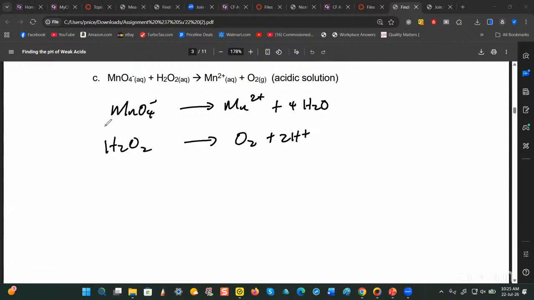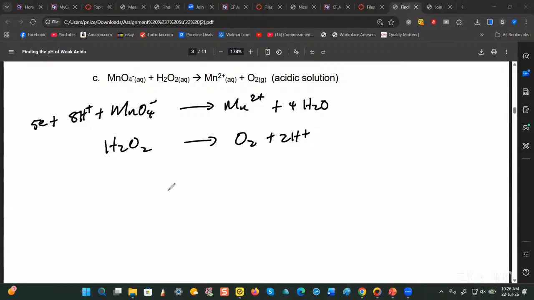Then we've got to balance them, so we've got to add 8 to the left side. 8 hydrogen ions on the left side. Okay, what next? Now the electrons of charge. So let's see, the top has 7 on the left, and the right has 2, so 5 electrons on the top left side.